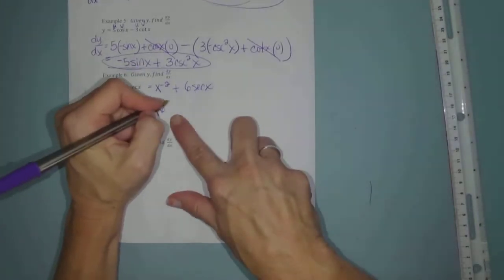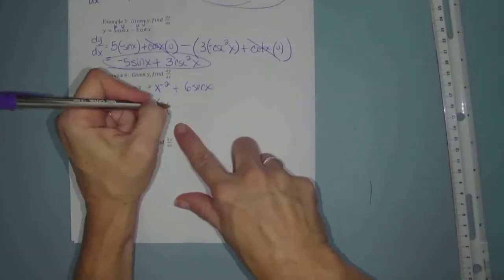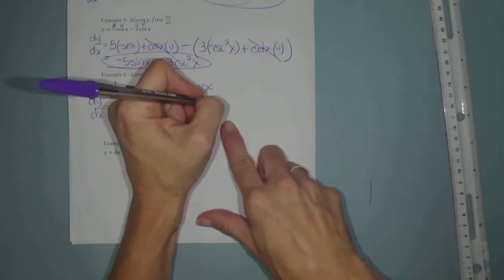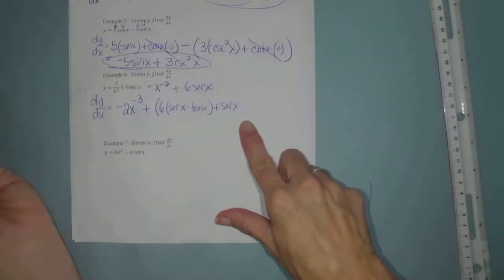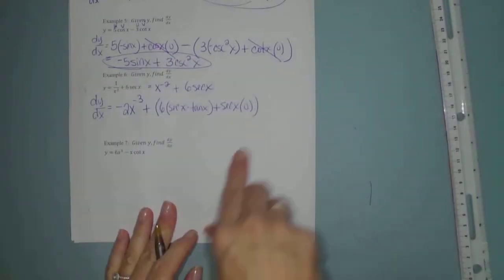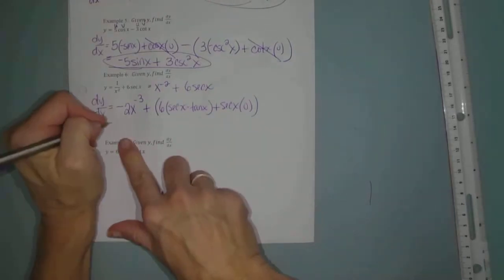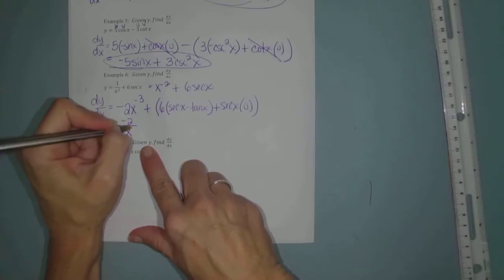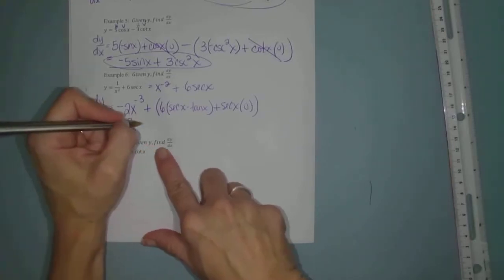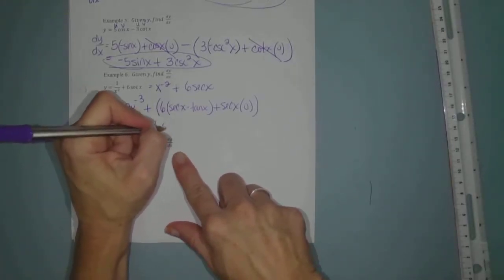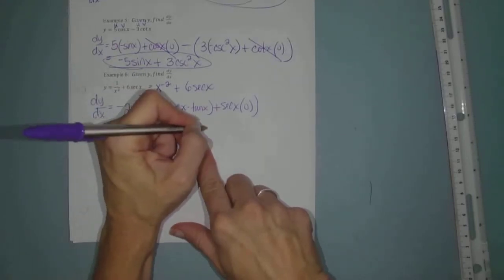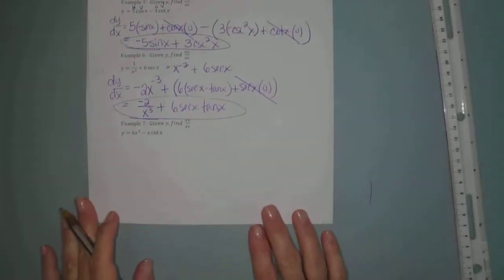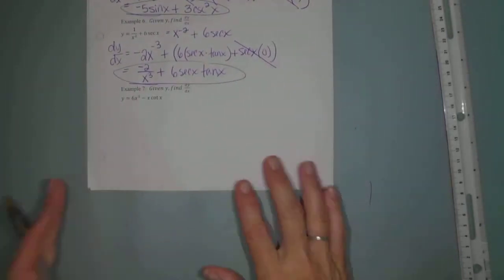First times the derivative of the second. The derivative of secant x is secant x times tangent x, plus the second, secant x, times the derivative of the first, which is 0. Final answer. Bringing this back with no negative exponents, I'll write it as negative 2 over x to the third plus 6 secant x tangent x, because that's going to go to 0. Final answer. And last but not least, example 7.